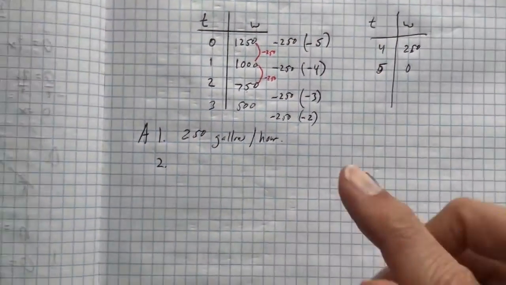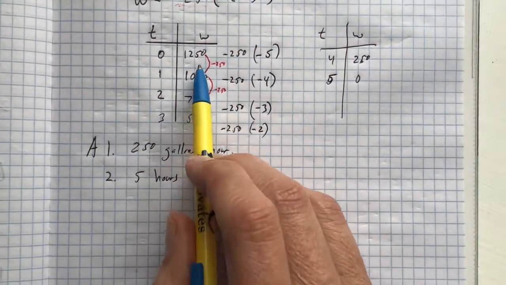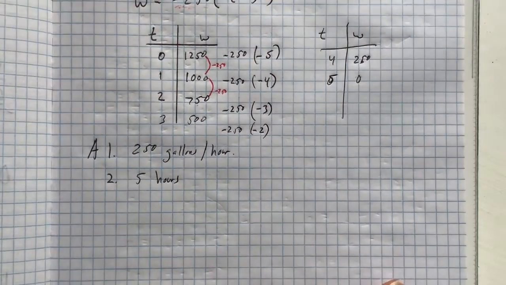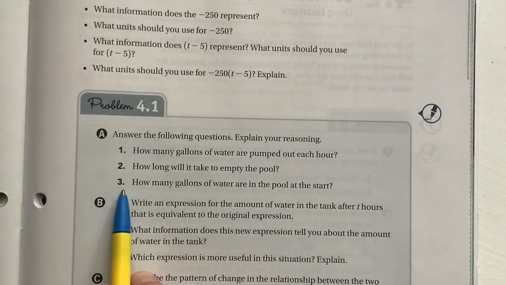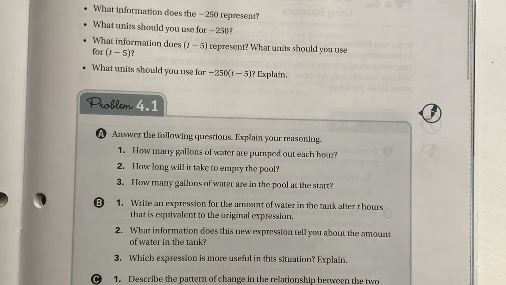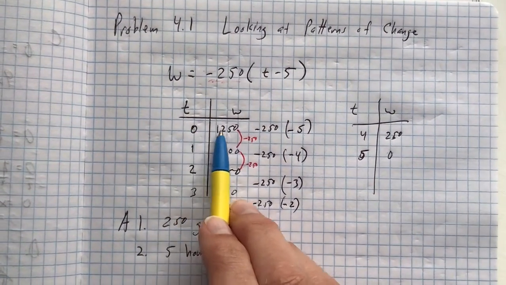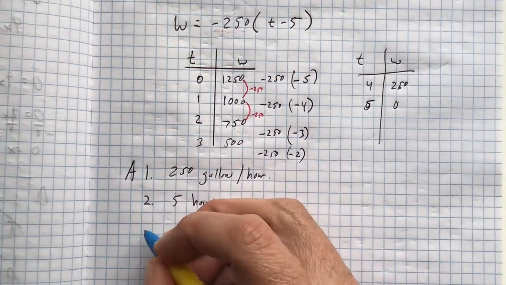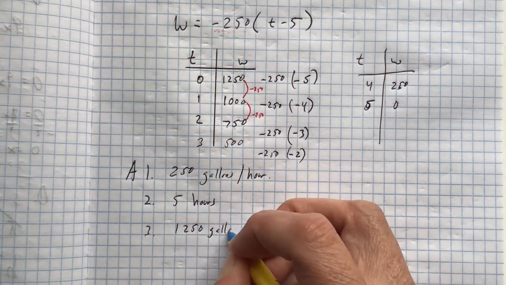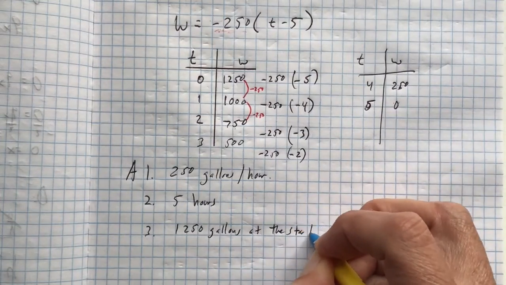So it looks like it's going to be 5 hours. And I think that would make sense because if it's going -250 every single time, we're kind of seeing that pattern go in that case. And then, how many gallons of water are in the pool at the start? Meaning 0 hours have gone by. Well, hey, we did that one too, didn't we? 0 hours going by. Looks like, hey, there's 1,250 gallons at the start.